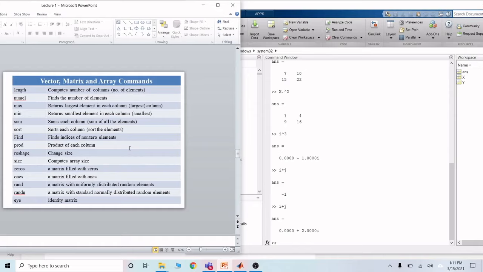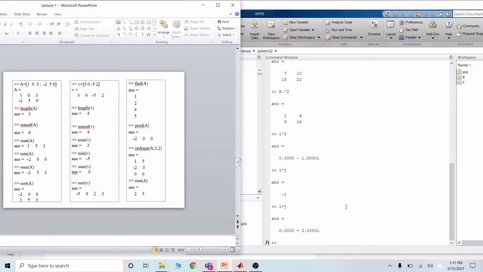Size computes the array size. Zeros makes a matrix filled with zeros. Ones makes a matrix filled with ones. Rand makes a matrix with uniformly distributed random elements. Randn makes a matrix with standard normally distributed random elements. Eye makes an identity matrix. Okay, I am showing this on MATLAB.